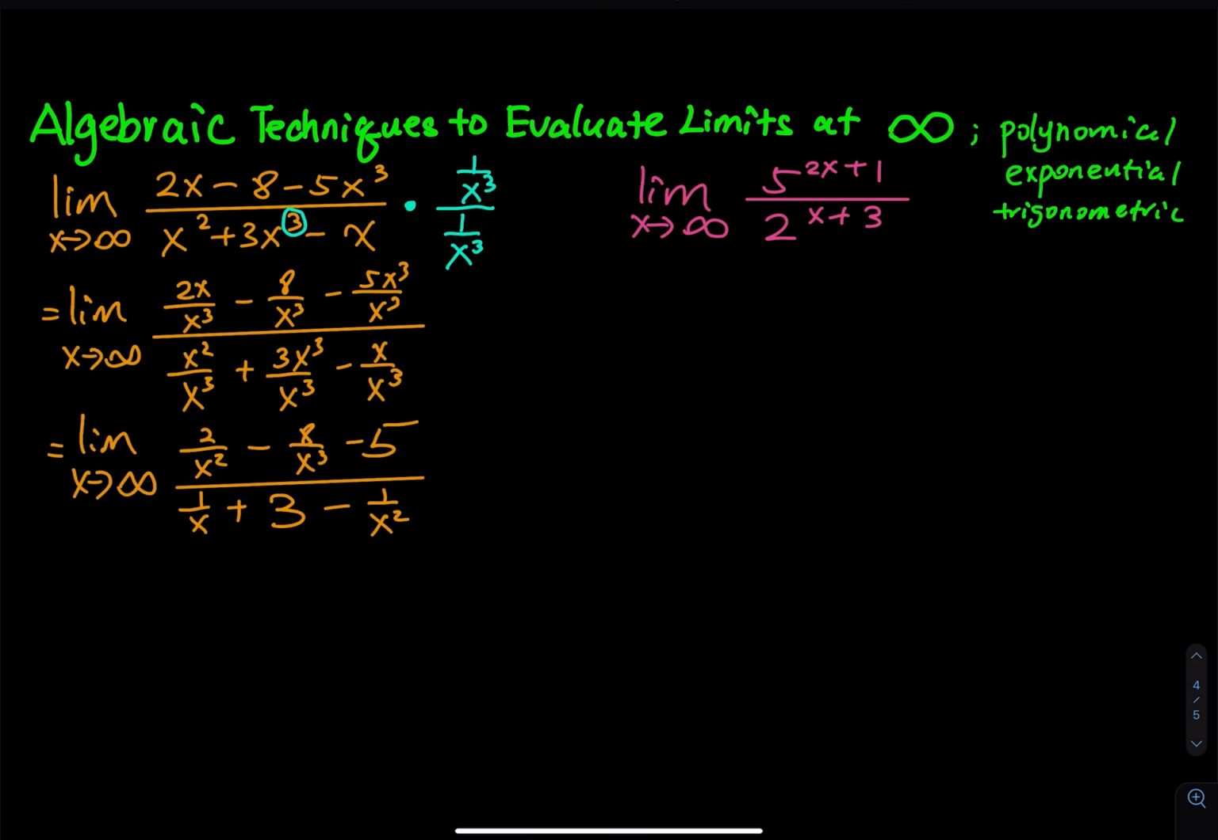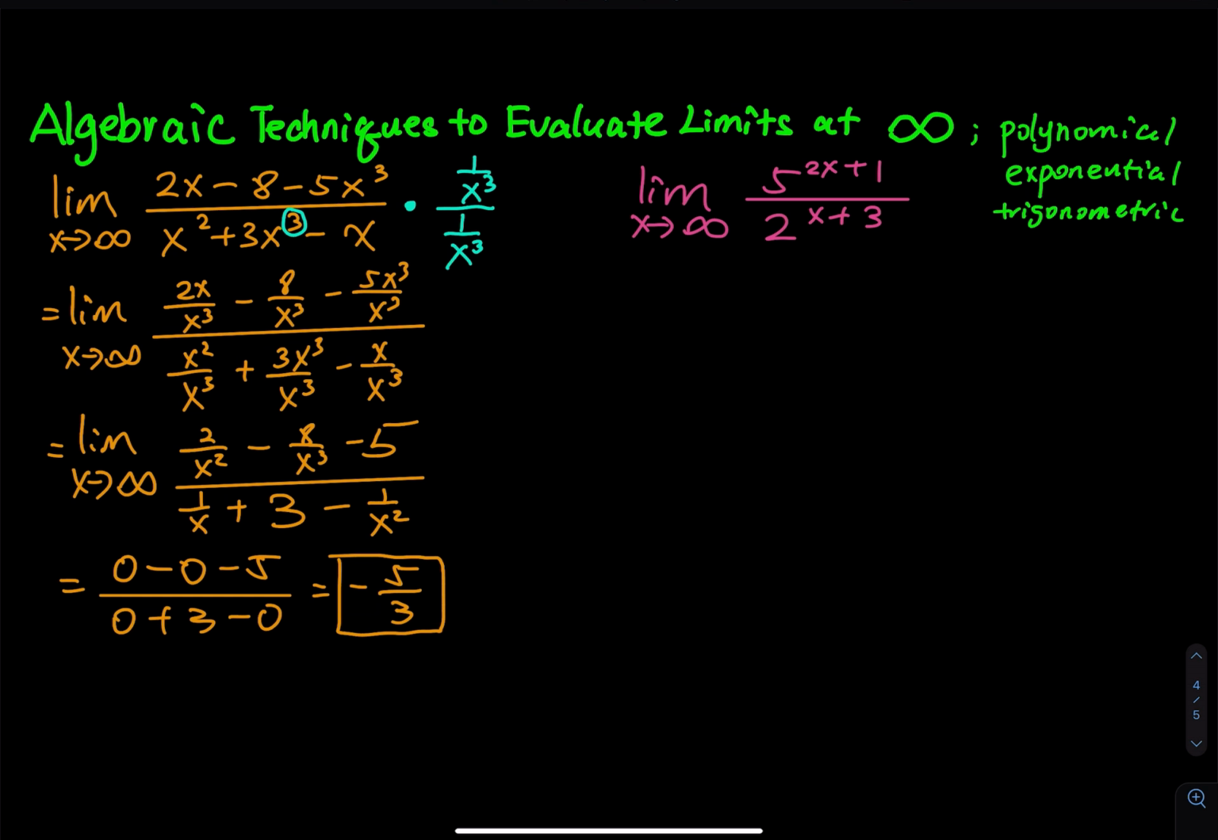Once x goes to infinity, all the little fractions become zeros because you have a 2 or 8 divided by a huge value. So 2 divided by 6 million, 8 divided by 6 million, they are just 0. So we have 0 minus 0 minus 5, and then 0 plus 3 minus 0. So we have negative 5 divided by 3. For this function, y equals negative 5 over 3 is a horizontal asymptote as x approaches positive infinity. You look all the way to the right-hand side, and y equals negative 5 over 3 is a horizontal asymptote. Okay, that is the first case, polynomial.